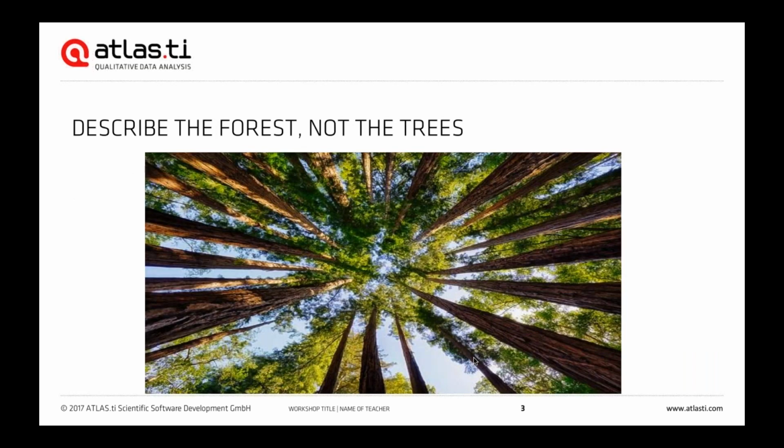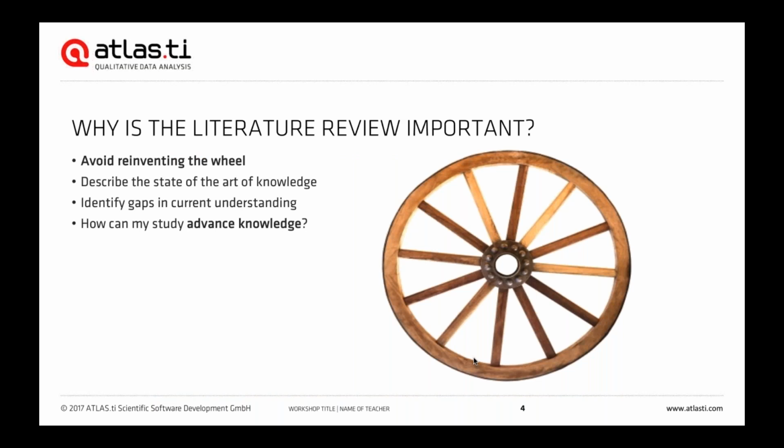Another way to think about this, as we like to say, is that you want to try to describe the forest, not the trees. And so this is also a good thing to keep in mind when it comes to actually elaborating your literature review. And why is this all important? Well, to put it most simply, it's because we want to avoid reinventing the wheel. We don't want to do something that somebody else has already done.